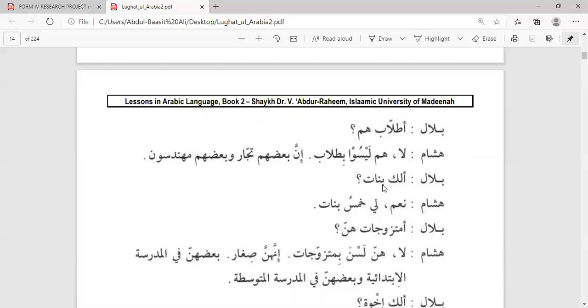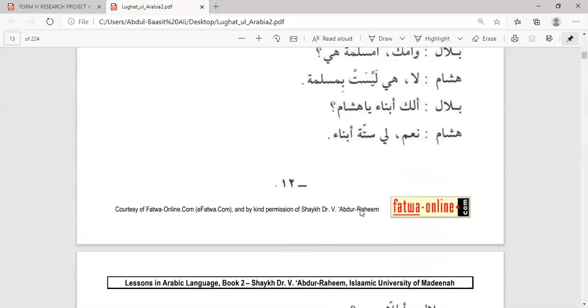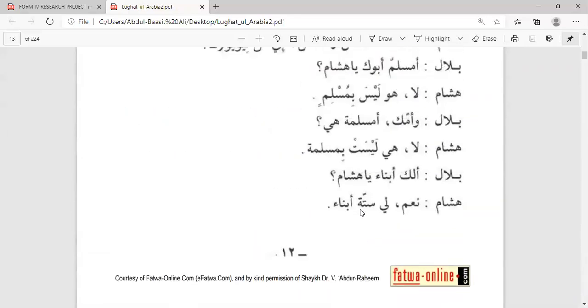Bilal: Alaka banat, do you have any daughters? Hisham: Na'am, li khamsu banatin, li khamsu banatin. Remember the rule when it came to numbering items between 3 and 10. You all could recall what we did towards the end of book 1. Just going back here a little bit to the page before.